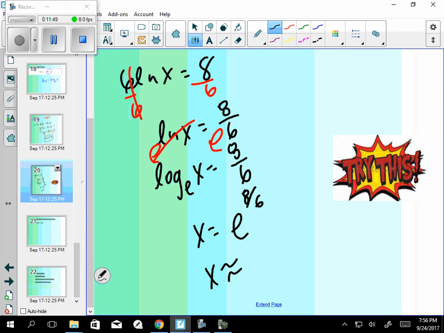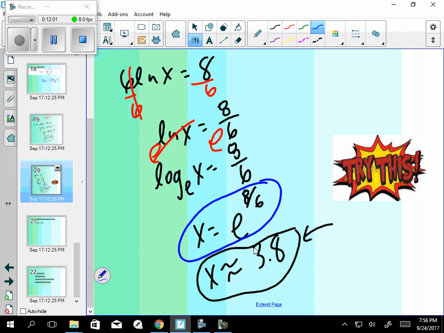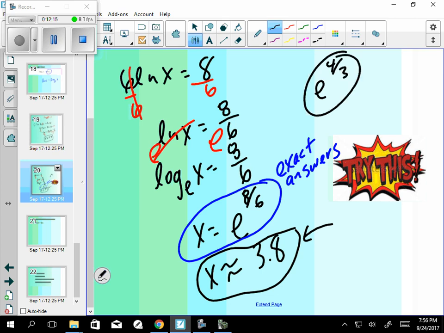very close to 3.8. Now, when you are doing this, if it's a homework, doing this is fine. If this was a U of M test, you'd want to keep this as your answer because that is considered the exact answer. And on the U of M test, as we'll talk about as we come up, you want to leave the exact answer. So you'd want to either answer with e to the 8/6, or that also simplifies, e to the 4/3 would be a good answer too.